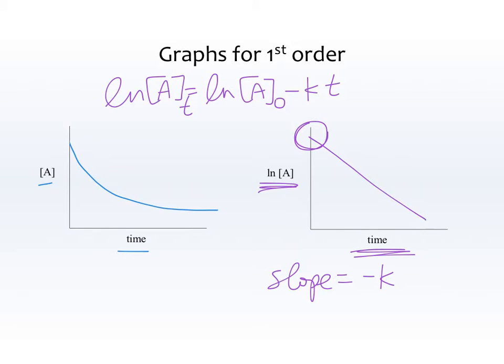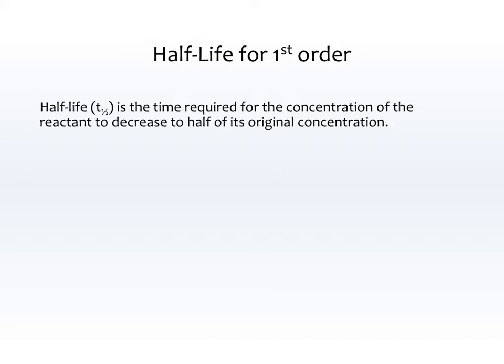Alright, so now let's look at half-life for a first-order reaction. Half-life, denoted by t 1/2, is the time required for the concentration of the reactant to decrease to half of its original concentration. So it's not when the time is in half, but when the concentration is in half. If I started with 100 grams and it took me 2 hours to get to 50 grams, then 2 hours is my half-life.